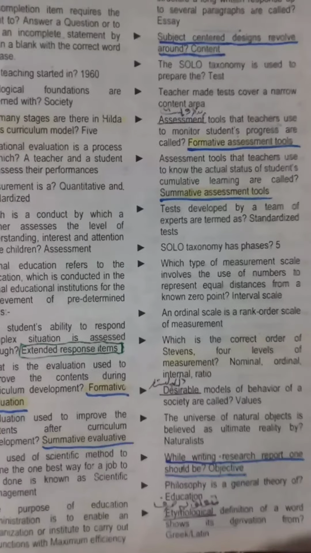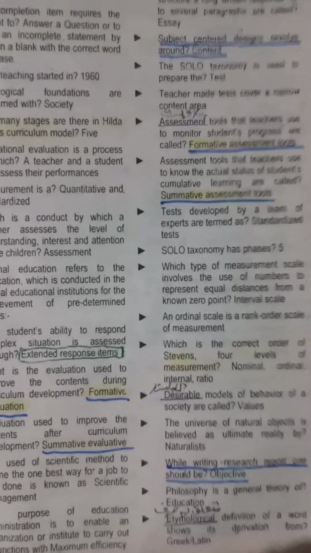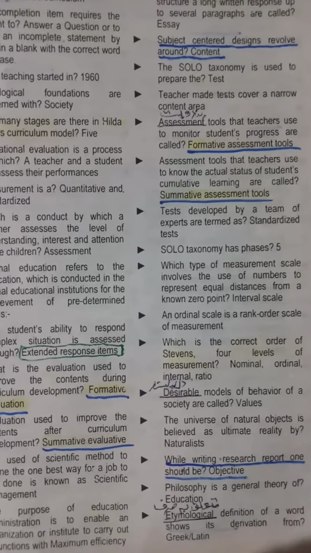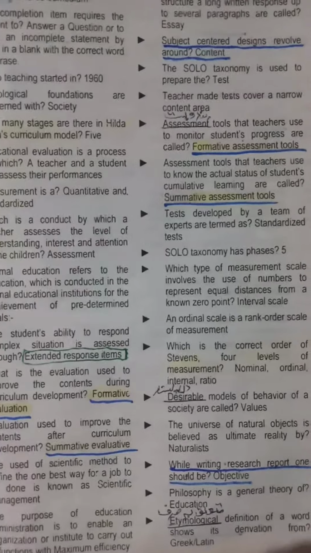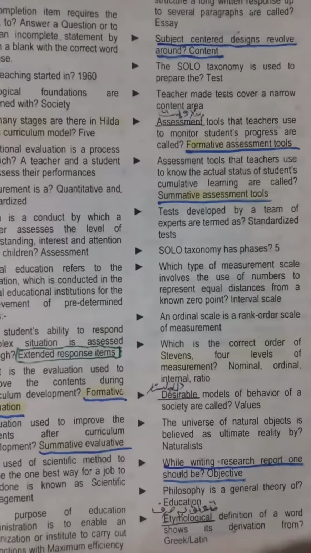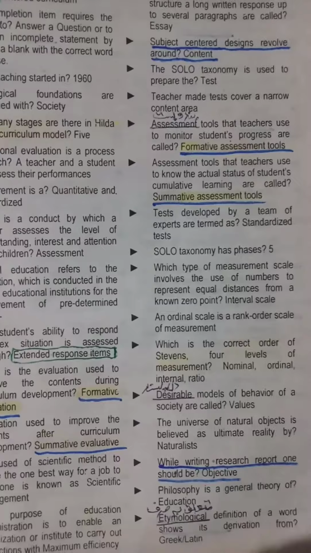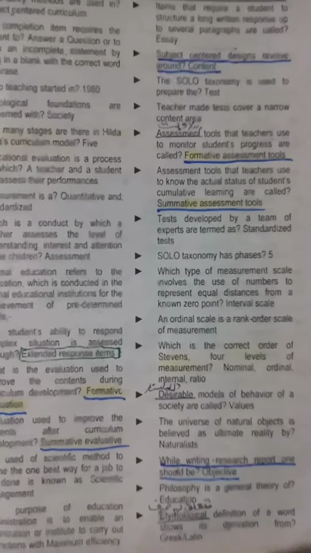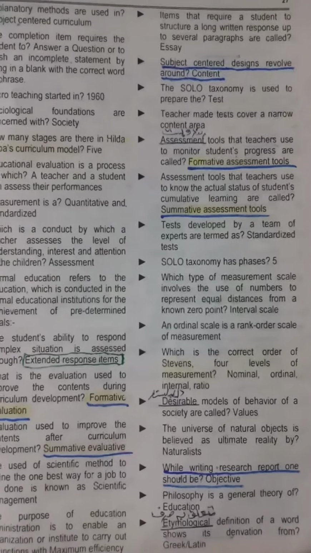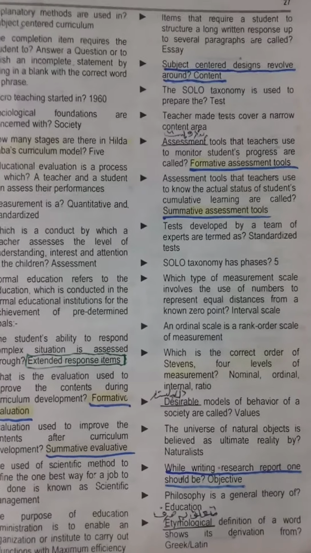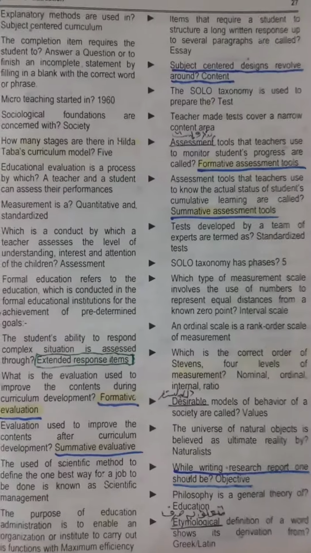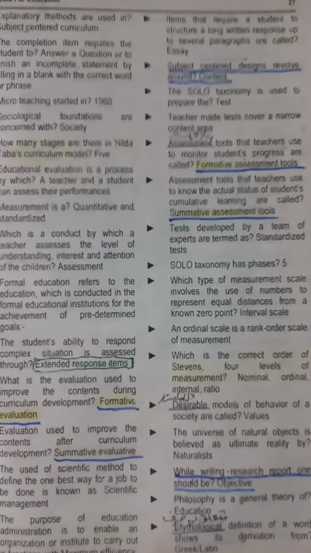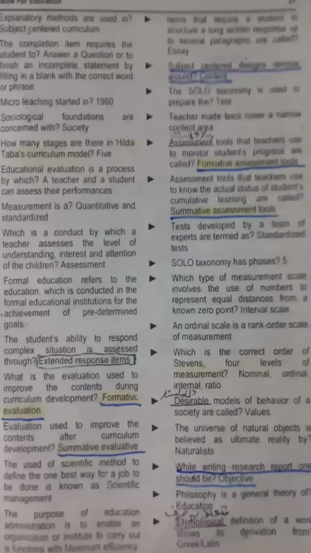SOLO taxonomy has 5 phases. Which type of measurement scale involves the use of numbers to represent equal distance from a known zero point? Interval scale. An ordinal scale is a rank order scale of measurement. The correct order of Stevens' 4 levels of measurement: nominal, ordinal, interval, ratio.